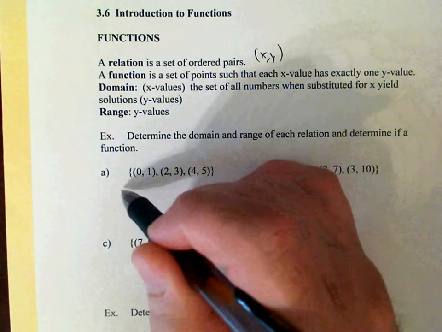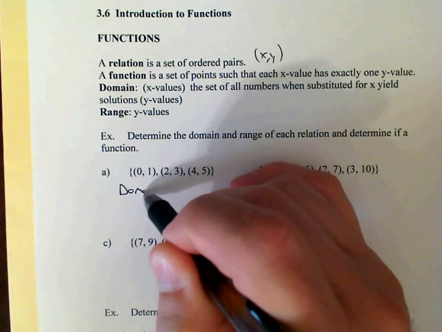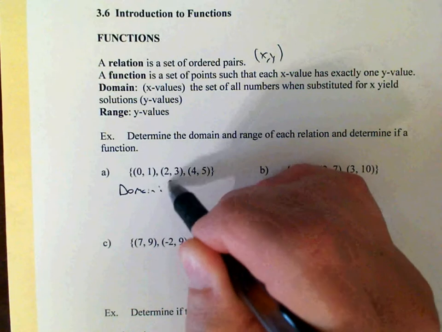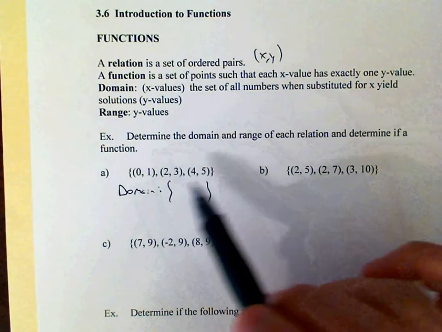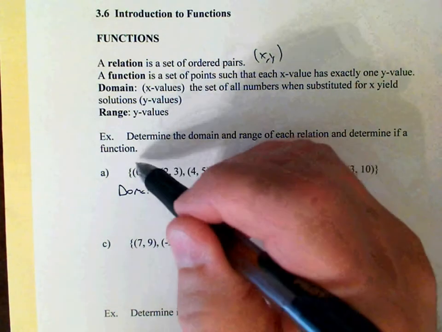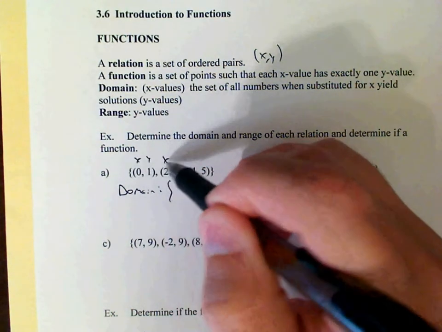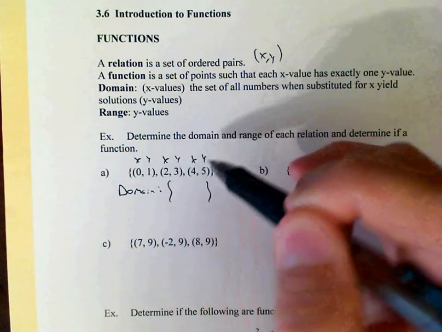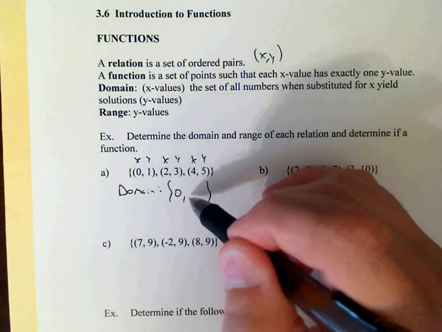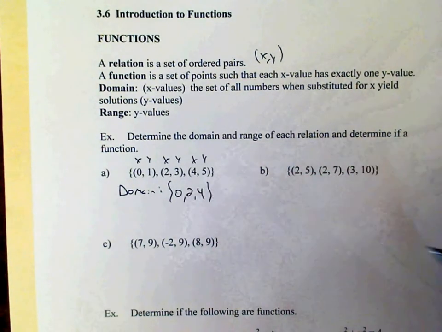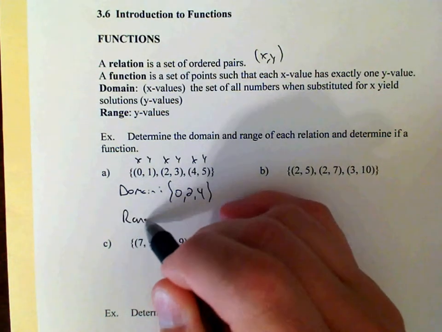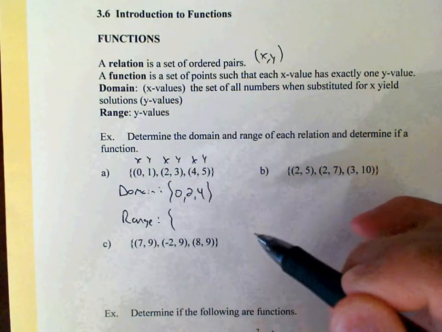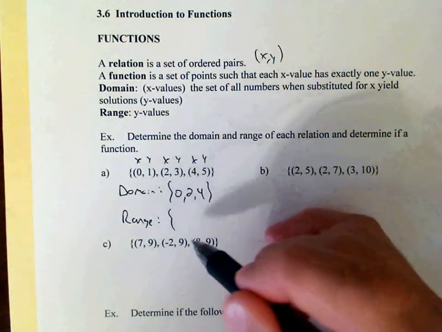So, when we find the domain, we're just going to list, in this case, the x values for the given points. There are 3 points here, and each one of these is of the form x, y. So our x values are 0, 2, 4, each one only once. And then the range is a set of y values, 1, 3, and 5.